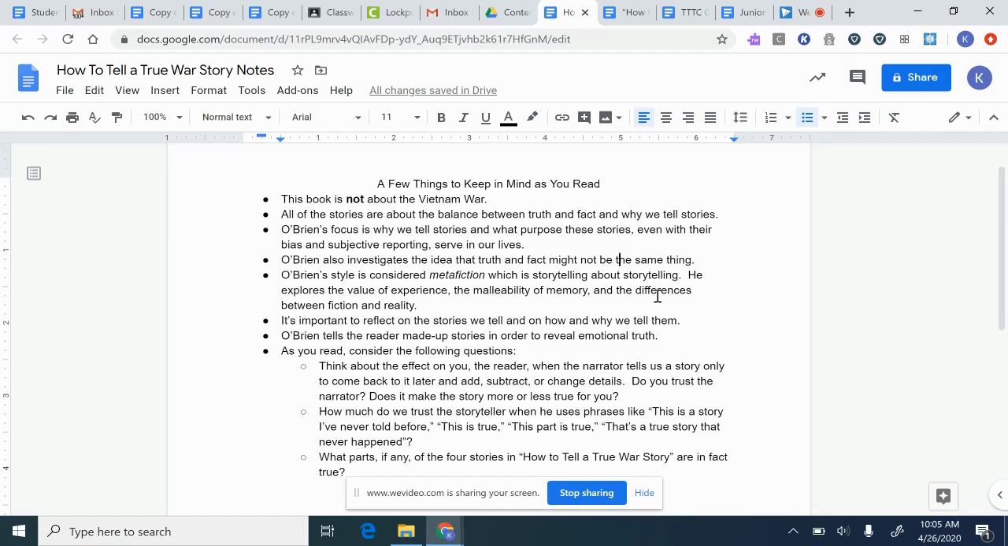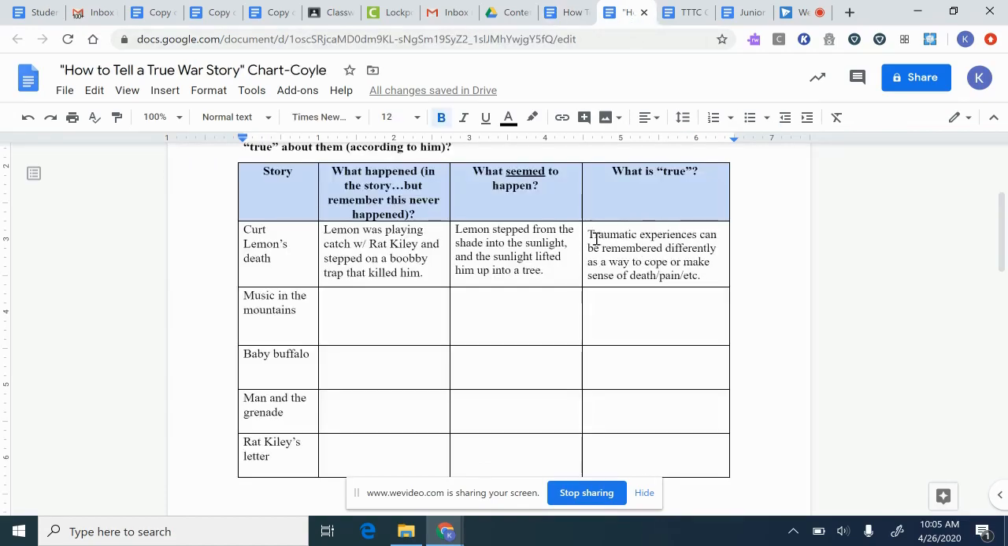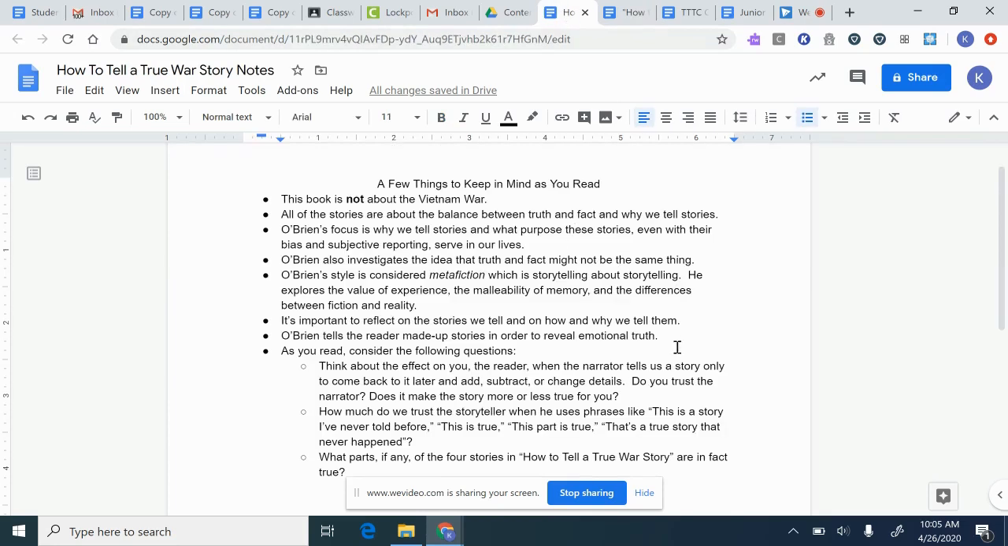There's bias in the stories that we tell. There's subjective reporting because we're telling our stories from our vantage point, from our interpretation of events. And so we want to be thinking about why do people do this? What's the purpose of stories in our lives? And that concept goes back to this chart, right? Where we're looking at why does the author or the narrator tell us this story? And the reason why he tells us the story of Kurt Lemon is so that he can deal with what he witnessed and how to recover from that.